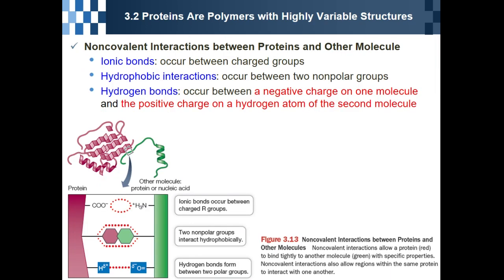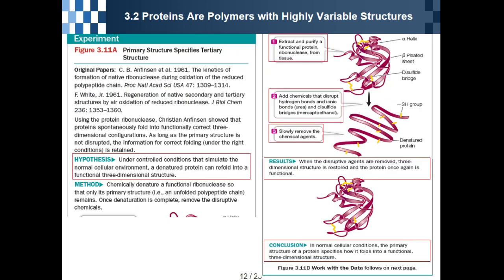Stabilize is like this, okay? And this is figure 3.11, to show that primary structure specifies tertiary structure. So this is the tertiary structure of proteins. They are composed of the alpha helix and the beta strand. So we can extract and purify this protein. This is especially the ribonuclease.